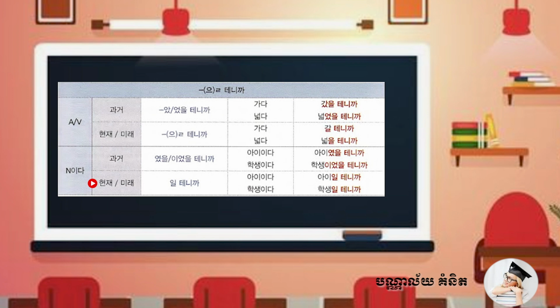Now we look at 현재 and 미래: 일 테니까. 아이이다: 아이일 테니까. 학생이다: 학생일 테니까. So when we use it with 현재 or 미래, we don't think about whether the noun has 받침 or not. We use 일 테니까 together, right?